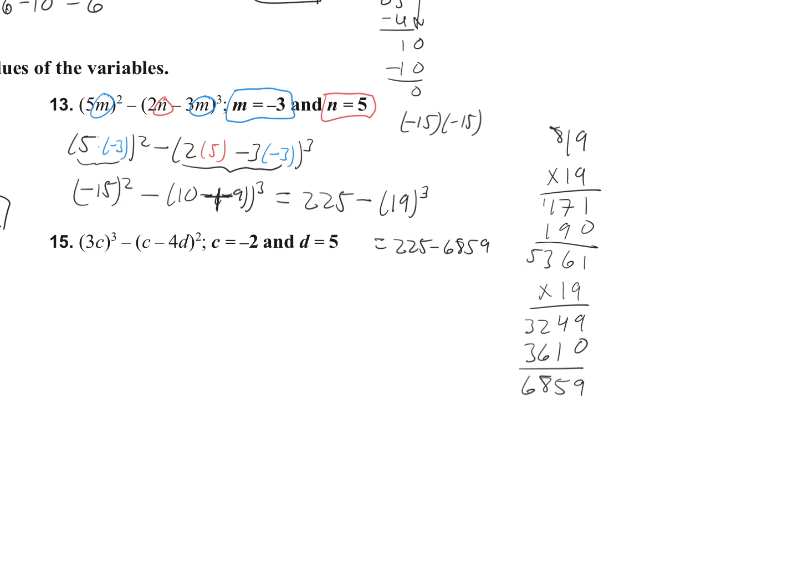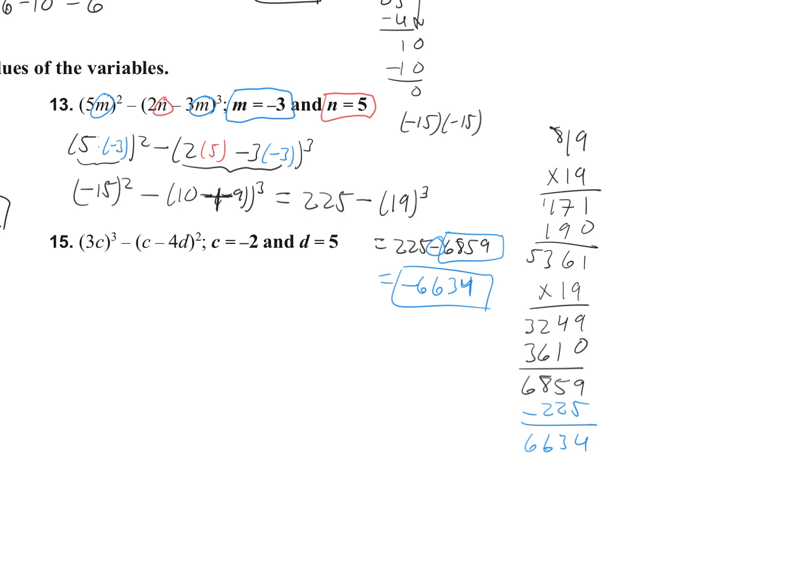All right, so then all we have to do from here, 225 minus 6,859. They have different signs, so we're going to subtract. All right, so let me subtract 225 from this. Then you get 4, 3, 6, 6. All right, so we get 6,634. But since this number was bigger and it had the negative, we're going to have a negative as our answer. So negative 6,634. All right, so that was a bit of a bigger one.